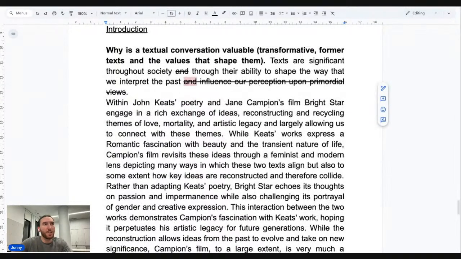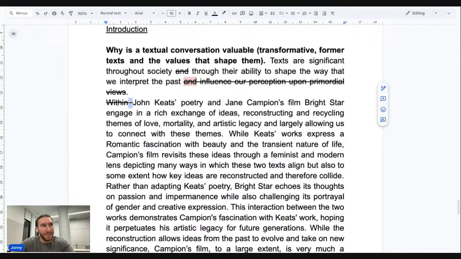Within John Keats's poetry and Jane Campion's film Bright Star, engage doesn't even make sense. You have to have a comma. I think you want to say John Keats's poetry and Jane Campion's film Bright Star engage in a rich... Yeah, make sure this is something that students don't do. They don't read their sentence back in full. It's just like write it down and move on to the next. But if you actually read that out loud, not just in your head, you'll notice that it just didn't flow after the words Bright Star because it said engage. It would have to be a comma or it would have to have a different start.